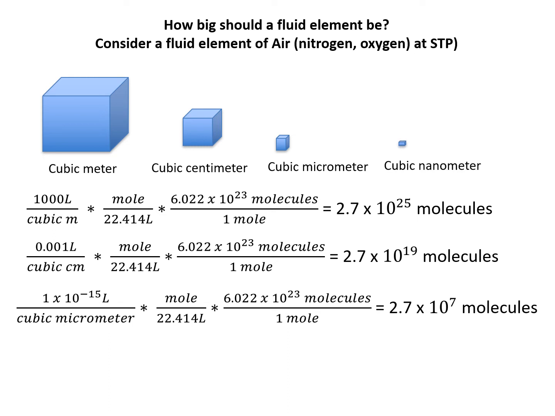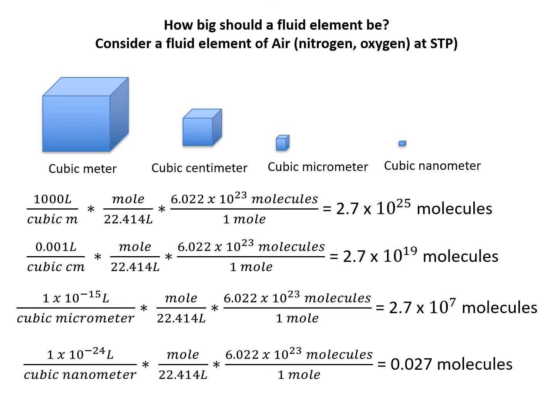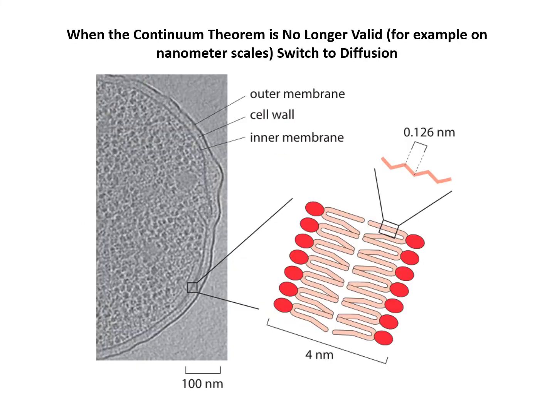Go down to a nanometer scale. So each side is a nanometer. And what you find is in your fluid element, you're going to have 0.02 molecules. So that's clearly not going to work. At nanometer scales, then, the continuum hypothesis is no longer a valid approach.